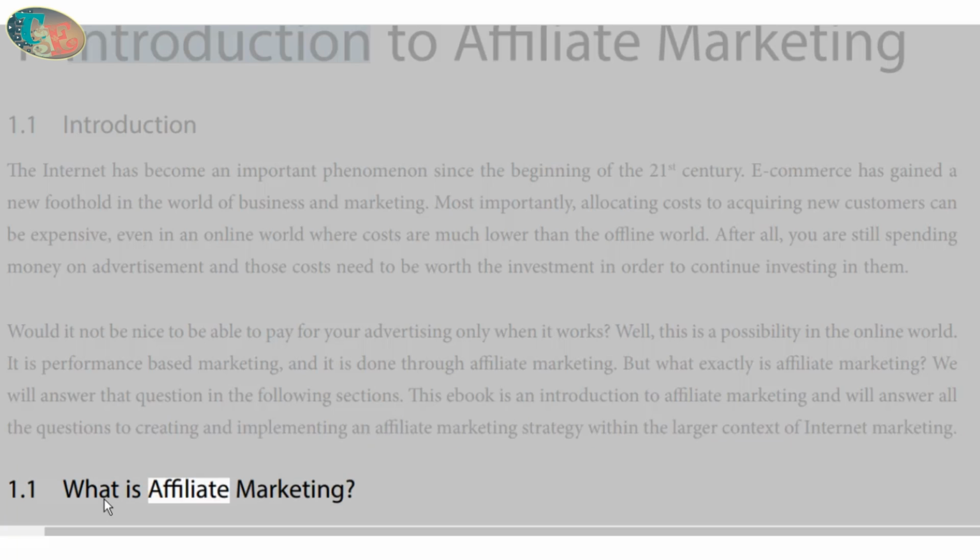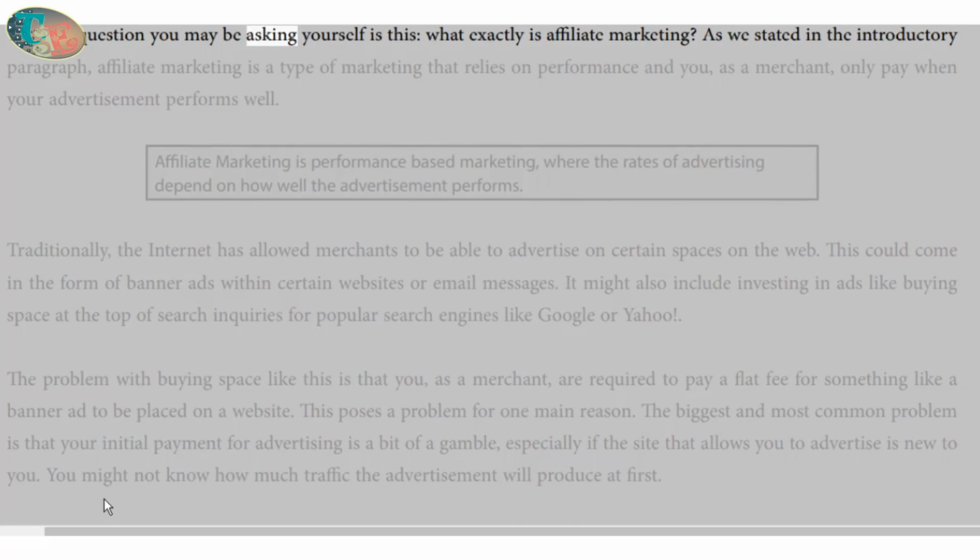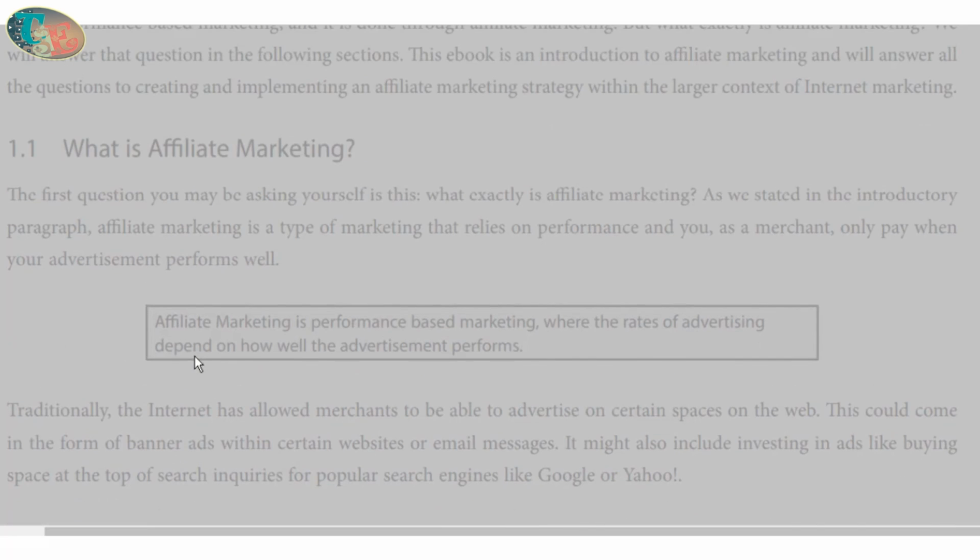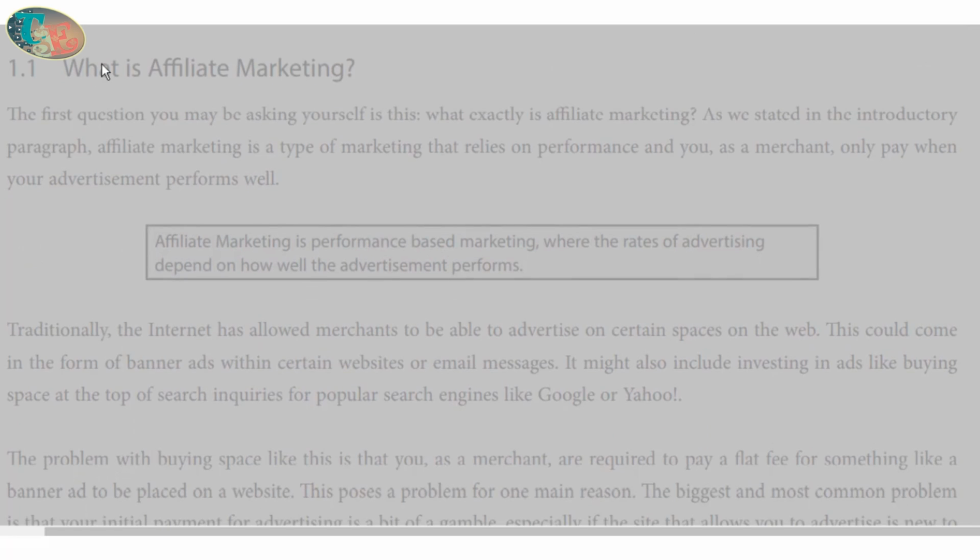1.1 What is affiliate marketing? The first question you may be asking yourself is this: what exactly is affiliate marketing? As we stated in the introductory paragraph, affiliate marketing is a type of marketing that relies on performance, and you, as a merchant, only pay when your advertisement performs well. Affiliate marketing is performance-based marketing, where the rates of advertising depend on how well the advertisement performs.